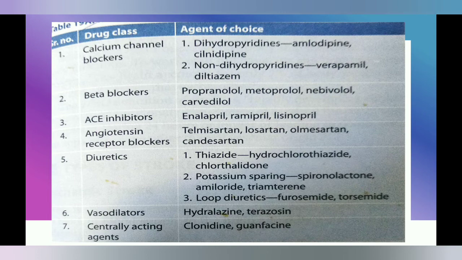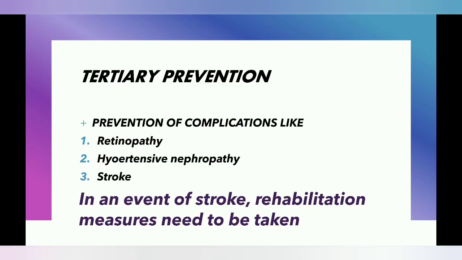Then comes the tertiary prevention. Tertiary prevention can be done through preventing the complications like retinopathy, hypertensive nephropathy, and stroke. And in the event of stroke, rehabilitation measures need to be taken.